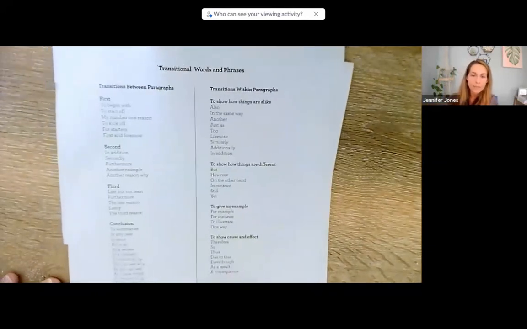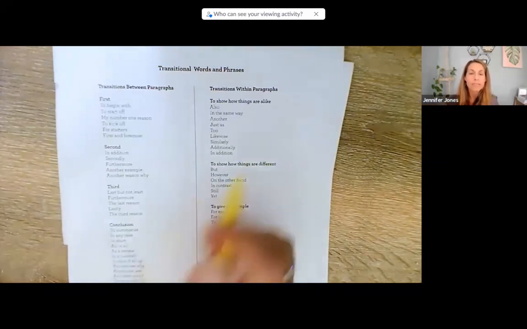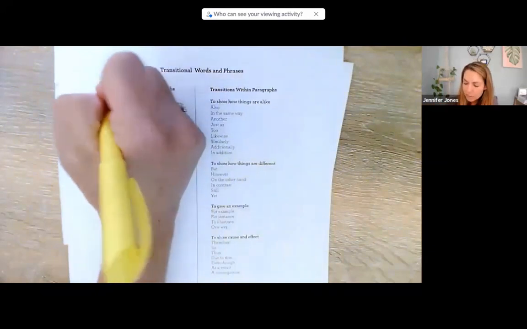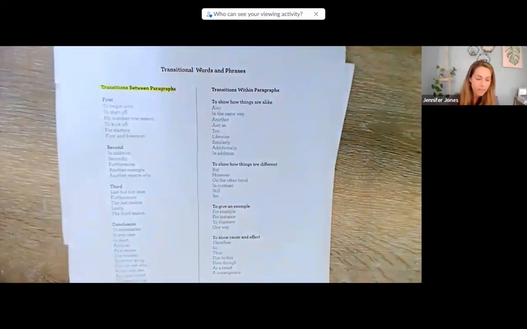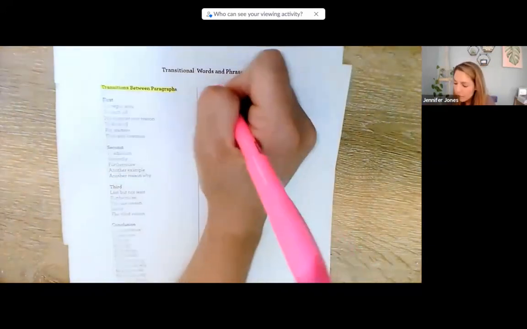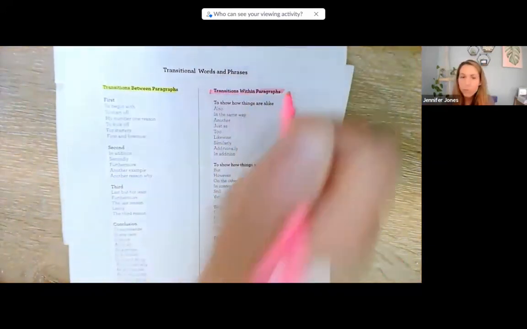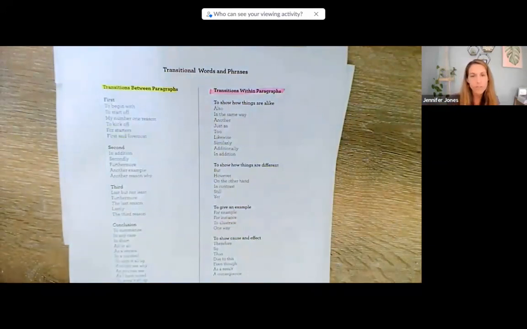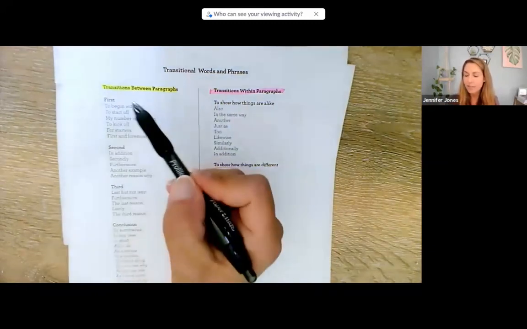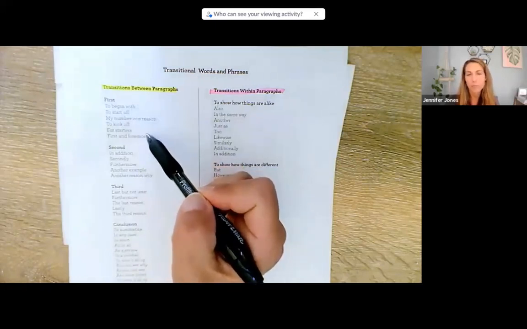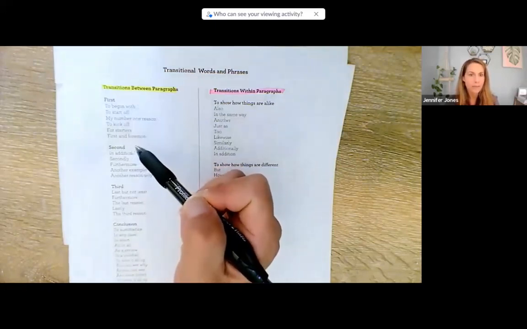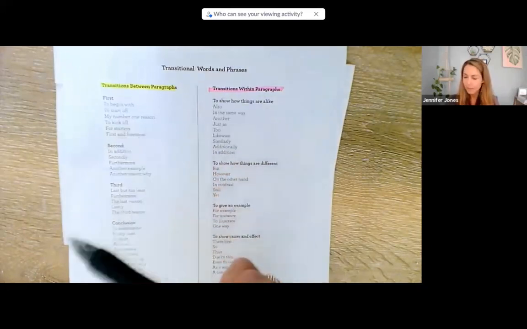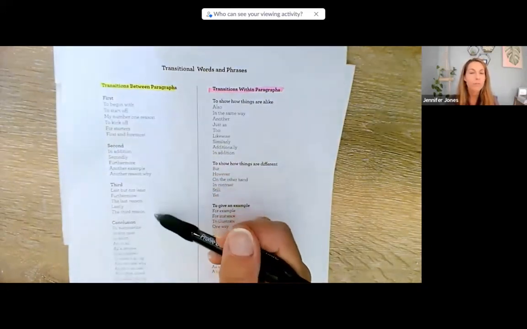So as we talked about a few moments ago, there are two different ways we can use transitional words and phrases in our essays. We will use transition words and phrases between paragraphs, and then we will use transitional words and phrases within paragraphs. So what I would like you to do right now, first off, is to focus on the left-hand side, transitions between paragraphs. We are going to use advanced transitions right now. So instead of saying first, we're going to use one of these transitional words or phrases. Instead of saying second, we'll choose from these options. Instead of saying third, we will choose one of these options.